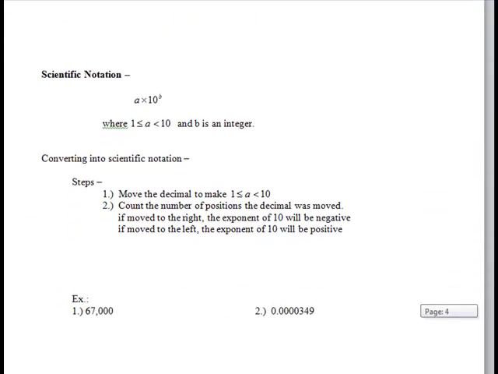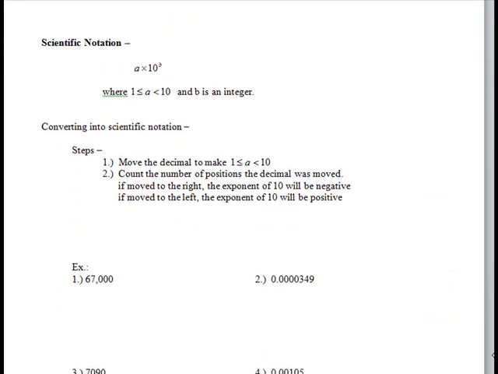Another application of exponents is scientific notation. Scientific notation takes a number, any number, and puts it into one universal format, being a times 10 raised to the b power, where a, the number out in front, must be a number between 1 and 10, and b is simply going to be an integer as an exponent of 10. So we're going to convert a number into scientific notation and pull a number out of scientific notation.